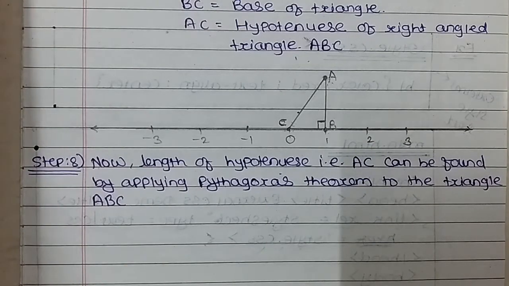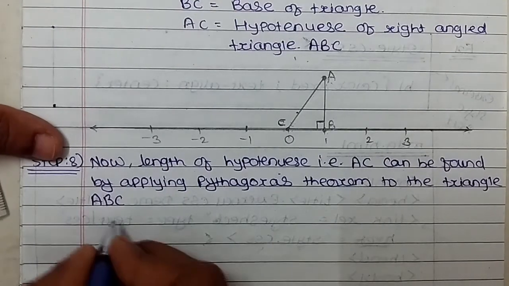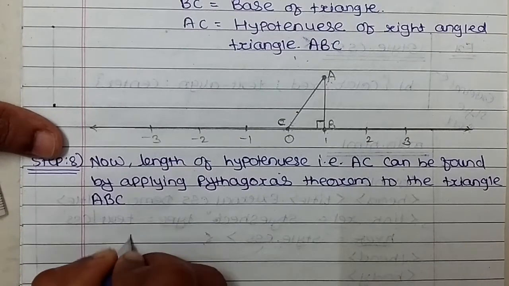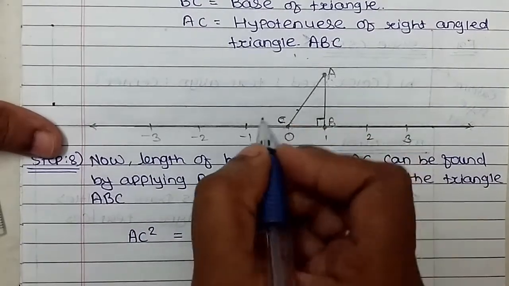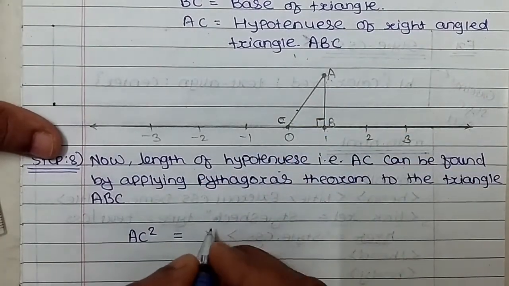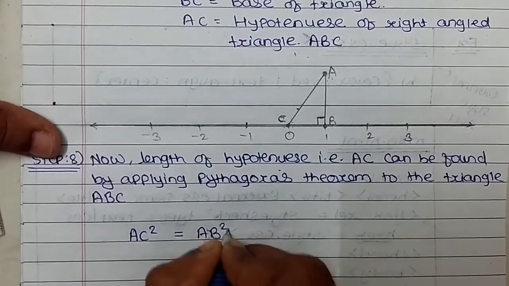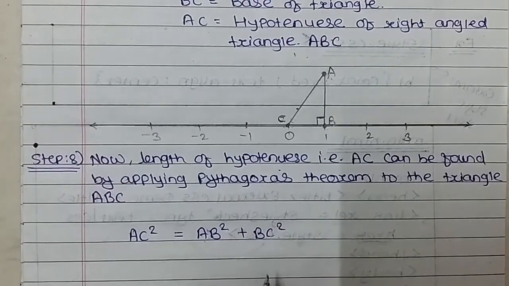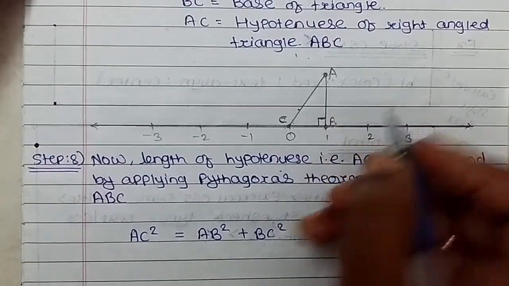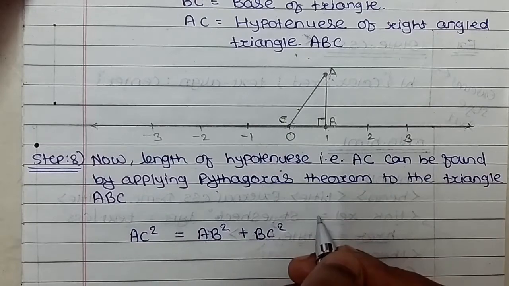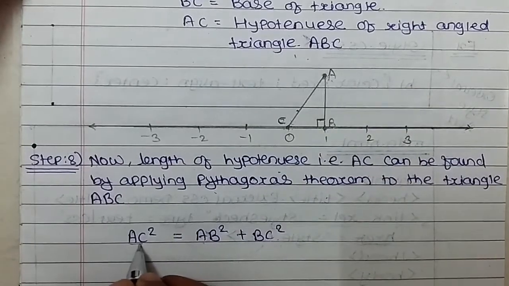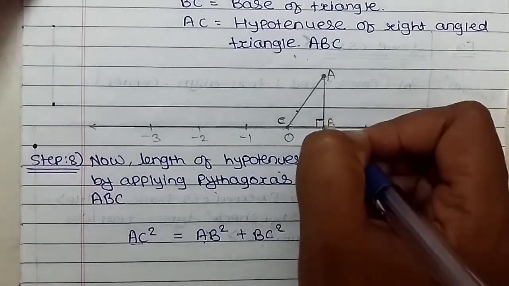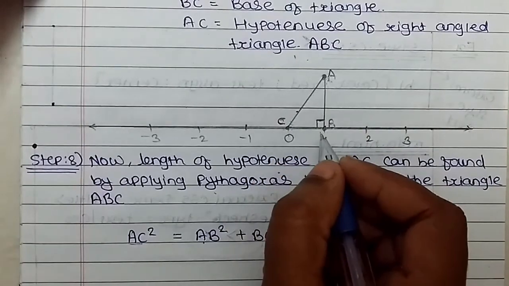What is the formula? Yes, that is hypotenuse square, that is AC square. What? AC square is equal to what? Height square plus base square. That means AB square plus BC square. Okay, what we do here? We have to apply the Pythagoras theorem to calculate the hypotenuse. Okay, hypotenuse square, that is AC square. This one is hypotenuse. Hypotenuse square is equal to height square. Height square means AB square and base square means BC square.